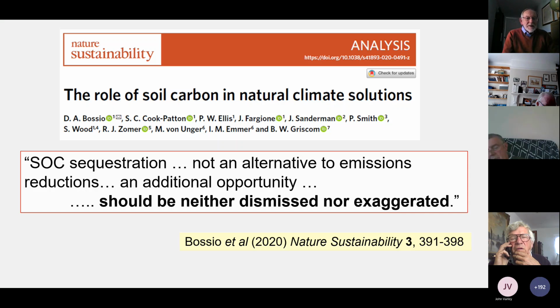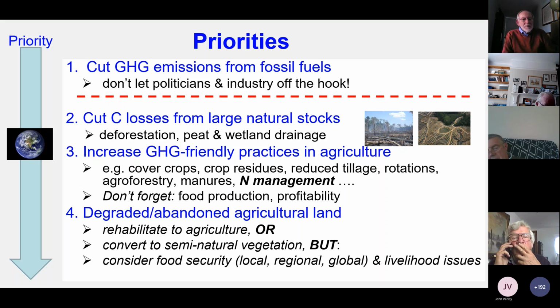So we shouldn't either dismiss it or exaggerate it. So my final 2 slides, I think now, are my suggested priorities for climate change mitigation. Specifically talking about that now. 1, we should be cutting emissions. This means phasing out fossil fuels as much as we can, and don't let politicians and industry off the hook by claiming too much for carbon sequestration. We can do a bit, but alone it's not going to save the planet in that sense. So don't dismiss it, but don't exaggerate it. So that's the first thing.